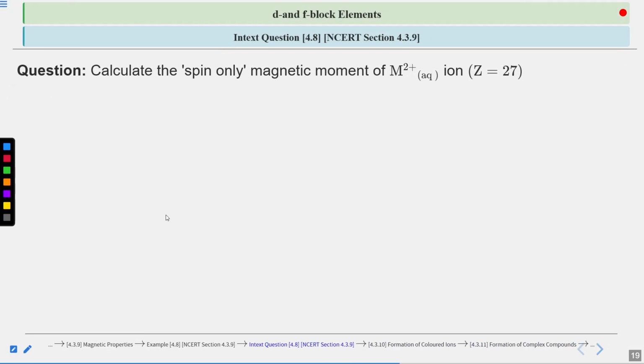Now let's solve the in-text question, which is 4.8, covering NCERT section 4.3.9. The question is: calculate the spin-only magnetic moment of divalent M2+ aqueous ion whose atomic number is 27. So you have to calculate the spin-only magnetic moment of a divalent ion. The atomic number of the metal is already given. So you have been given some time. Try to solve this, try to apply the spin-only magnetic moment formula. After this time, we will see the answer.